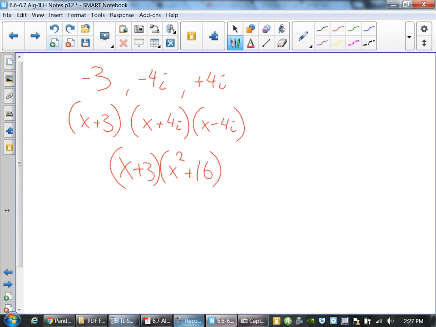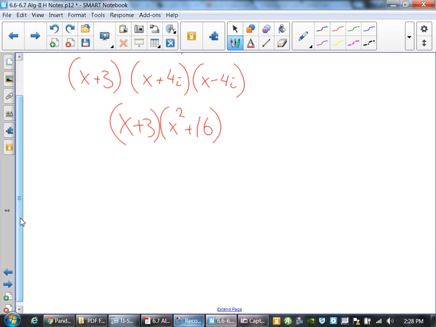And then FOIL out. We do this, we get x cubed, 3x squared, 16x, and 48. The weirdness comes in when we have conjugates. The weirdness is going to come in when we have this.